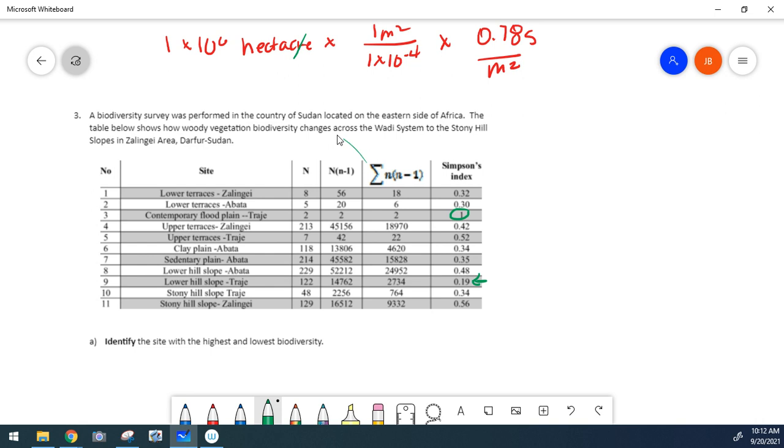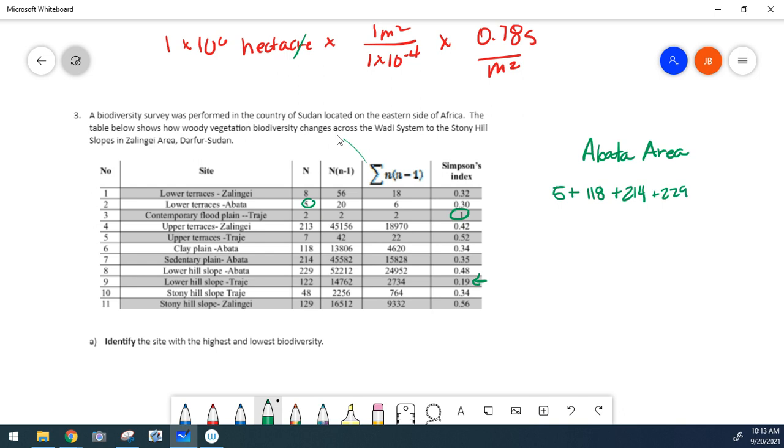The next one says calculate the portion of all individuals counted in this survey that came from the Abeta area, and I don't know if I'm saying that right. All right, so let's see how many individuals came from that area. So we'll go here, and it looks like we have 5, 118, 214, and plus 229.